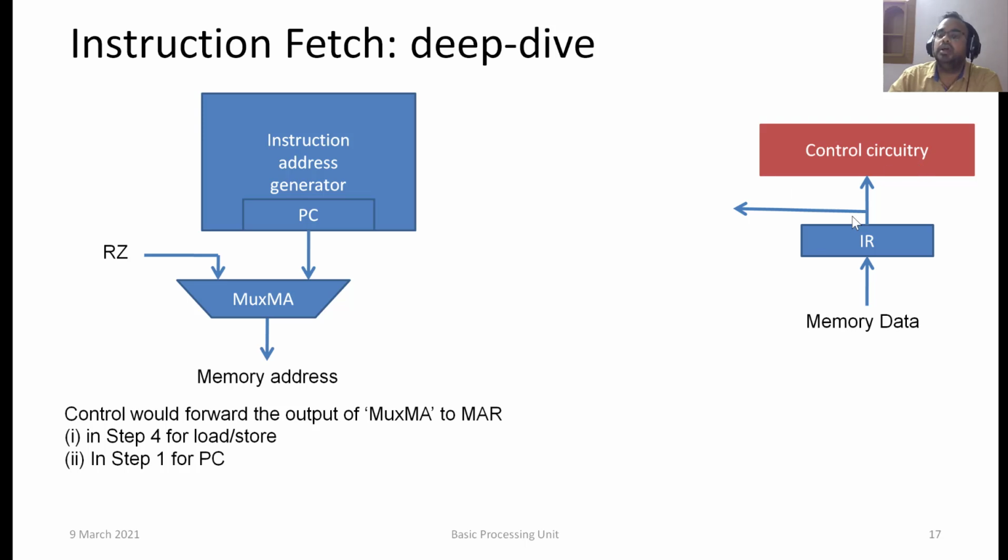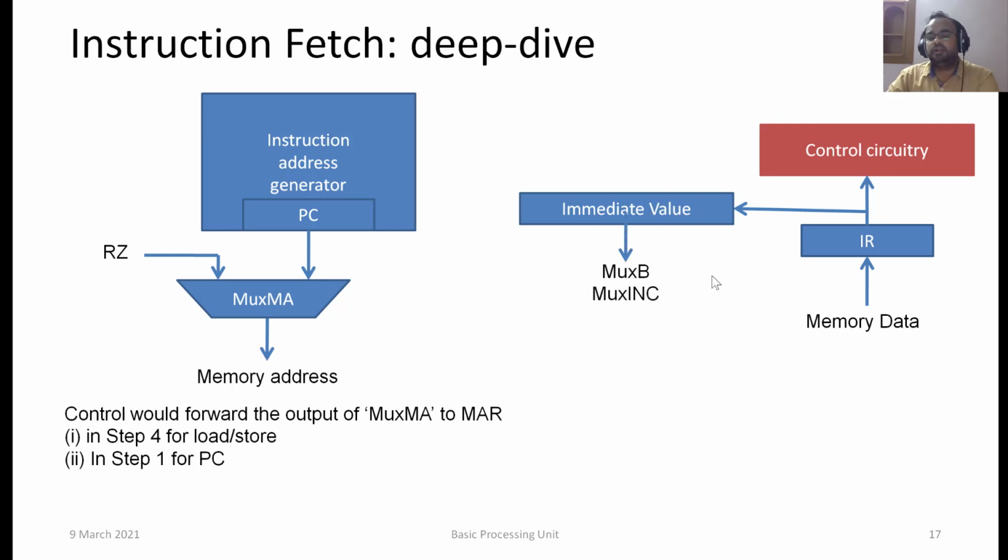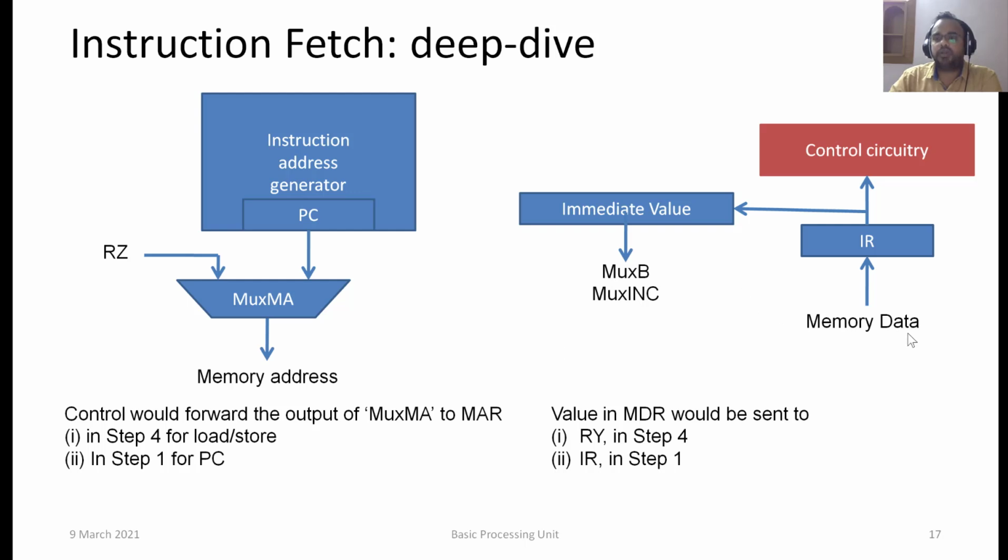And in step 2, we are going to generate the immediate value and keep it ready. The immediate value will be given to mux B and mux INC: mux B for the data path and mux INC in the instruction fetch path, which will help us generate the next PC. And if we look at the way MDR is picked, in step 4 the value in MDR would be driven as input to RY, typically for load instructions, and in step 1 it would be written to IR. So this is the fetch stage.